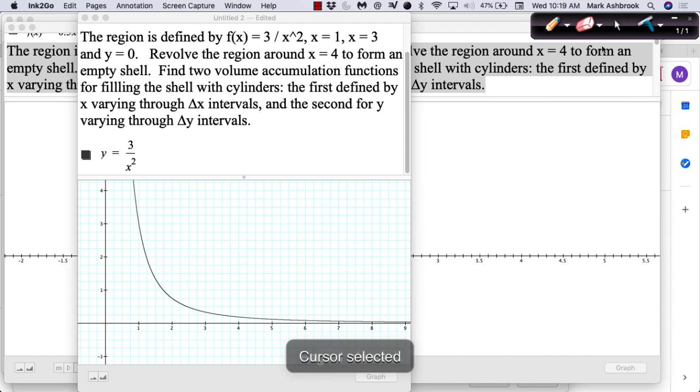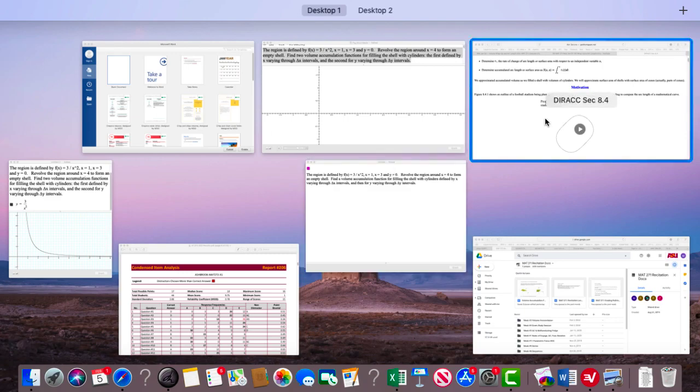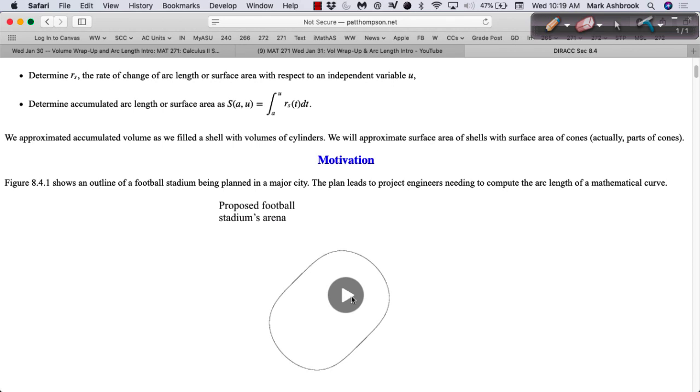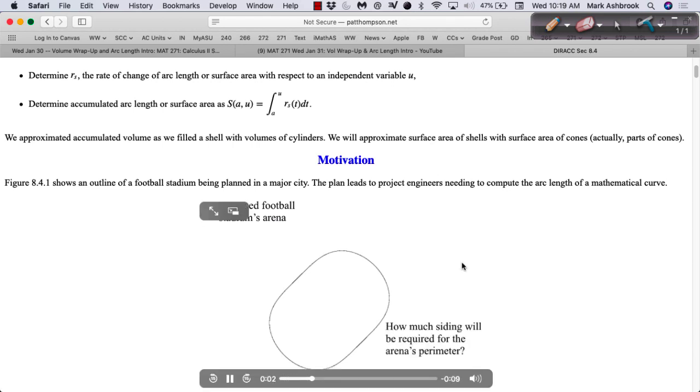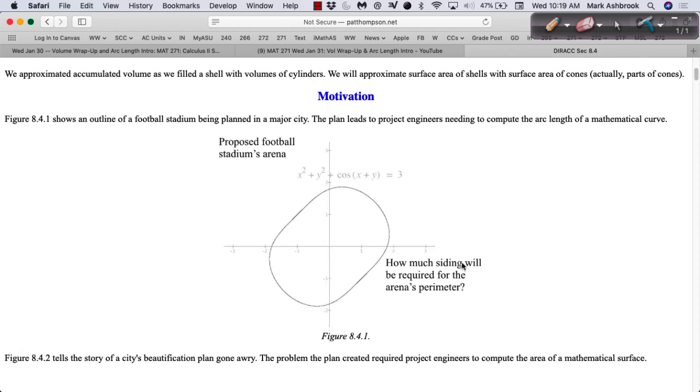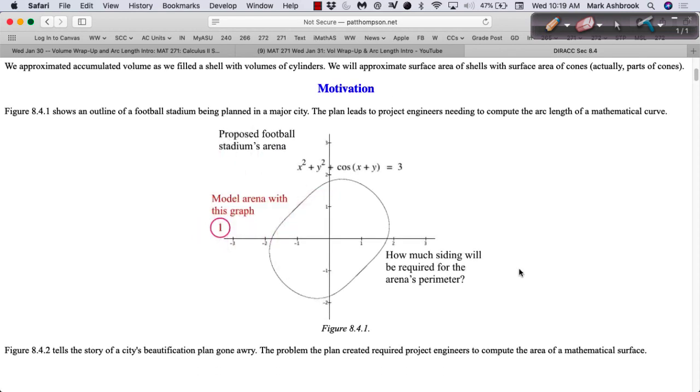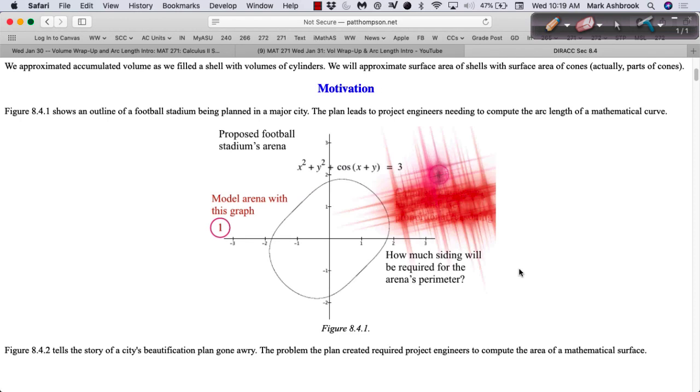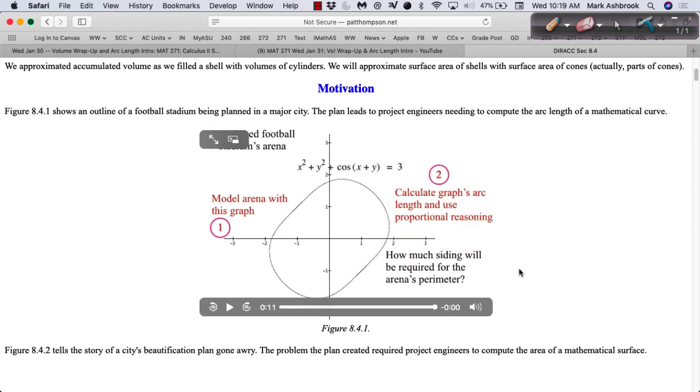So let's talk about arc length. Suppose you have a football stadium and you're interested in how much siding will be required for the perimeter. So we could model that arena with a graph. And what we want to do is calculate the graph's arc length. That would help us determine how much siding or fence or something like that you would need for an arena or a stadium.